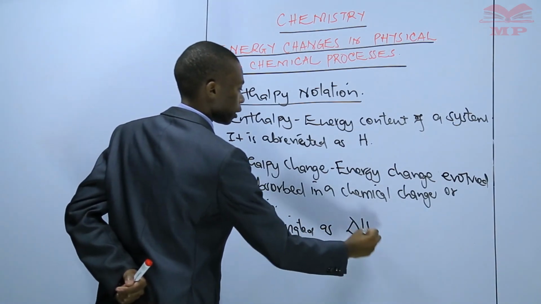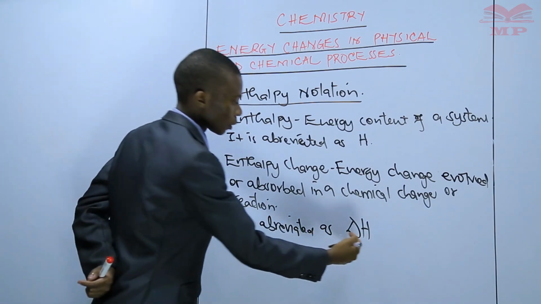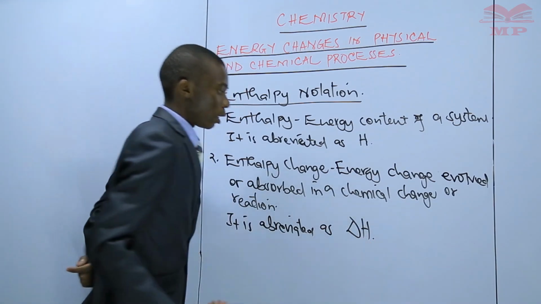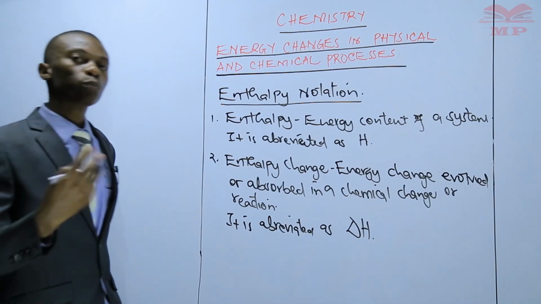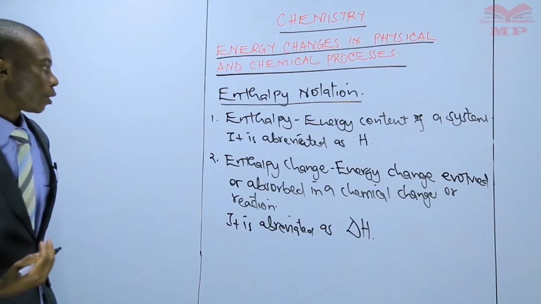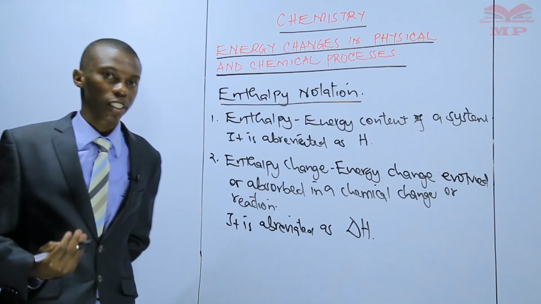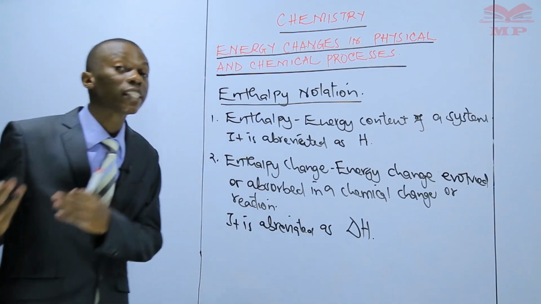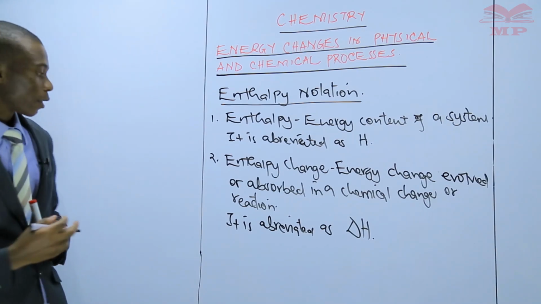as delta H. That is the abbreviation for enthalpy change. So it is not possible to determine the enthalpy of a system, but it is possible to determine the enthalpy change when either energy has been gained or energy has been lost in a chemical reaction.